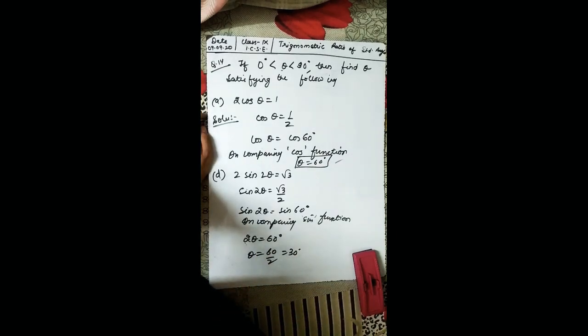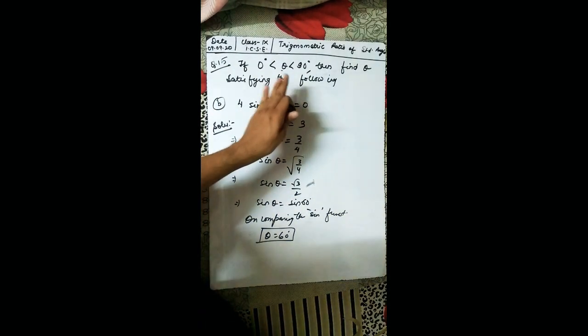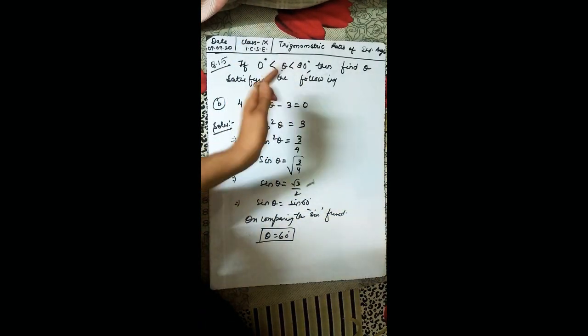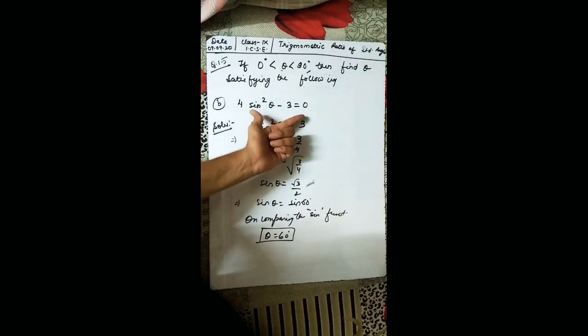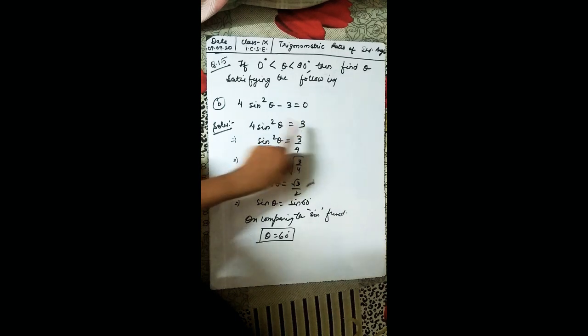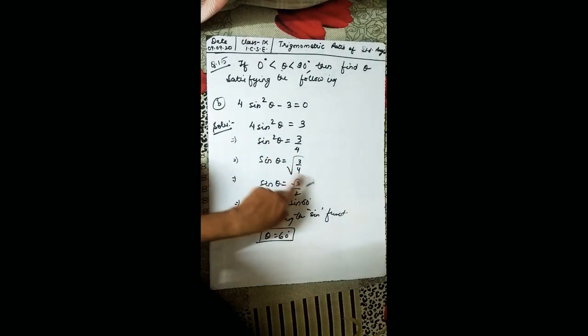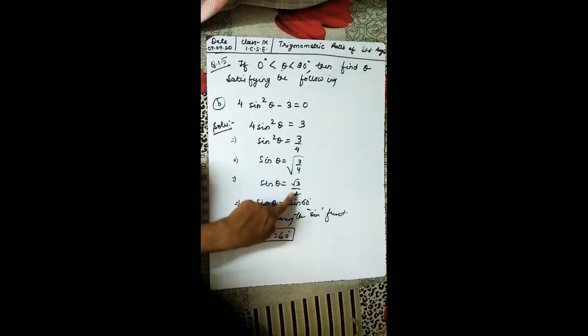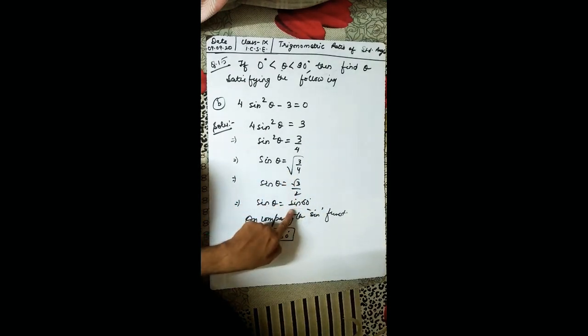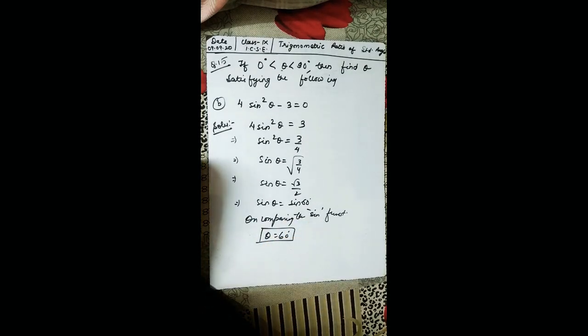Okay. Similarly, you have the 15th question which says the same. Theta lies between 0 and 90, then find the value of theta. I'm doing B1. 4 sine theta minus 3 equal to 0. Take 3 that side. Take 4 in the denominator. Now cancel the square. Root will be here. So it will be root 3 upon 2. We know root 3 upon 2 is sine 60. On comparing the sine function, theta equal to 60. Like that you have to do.